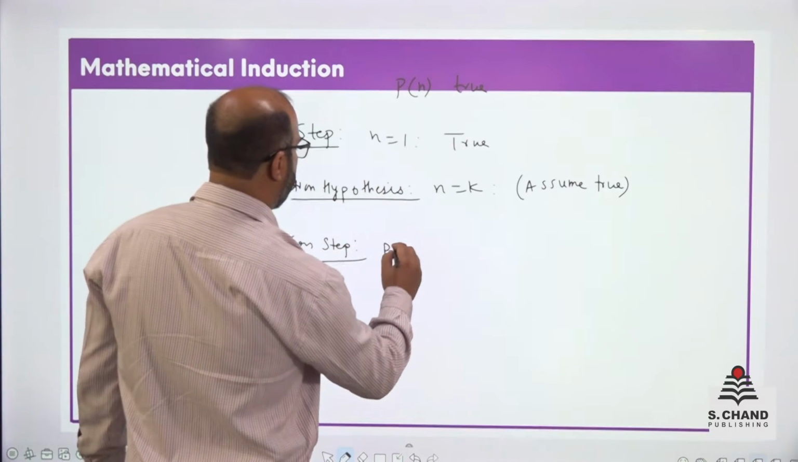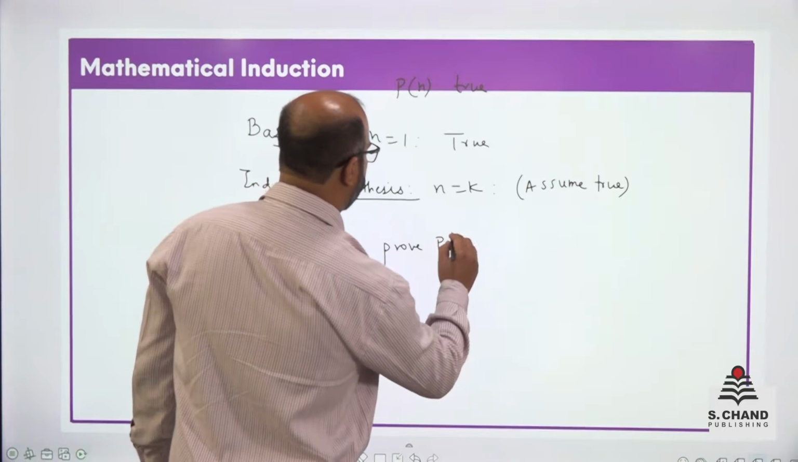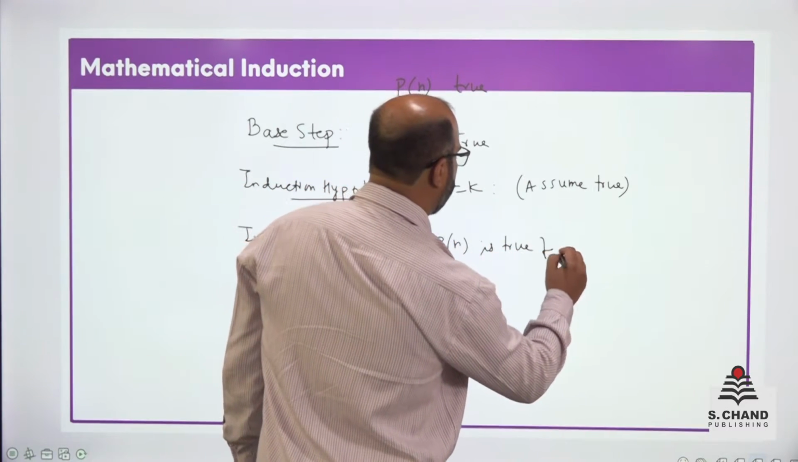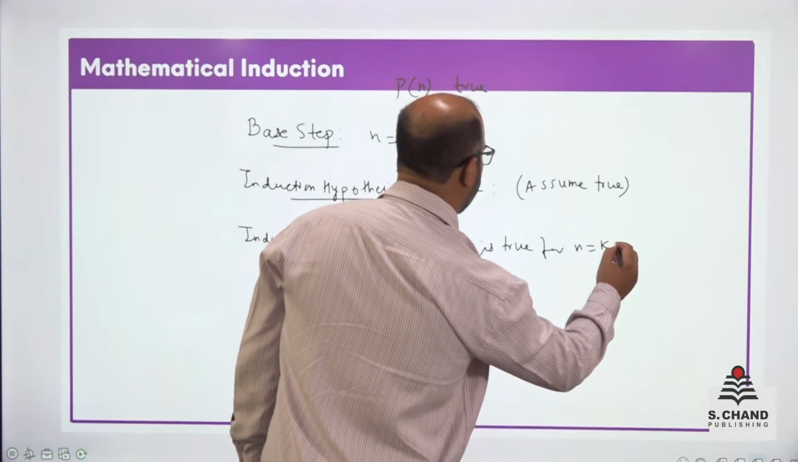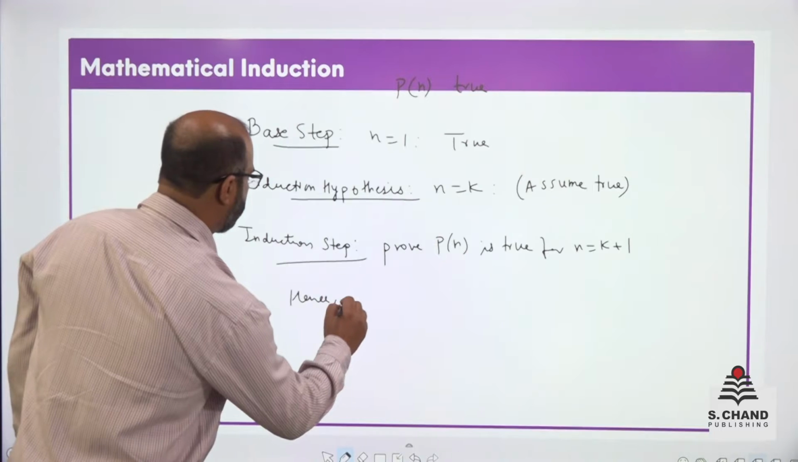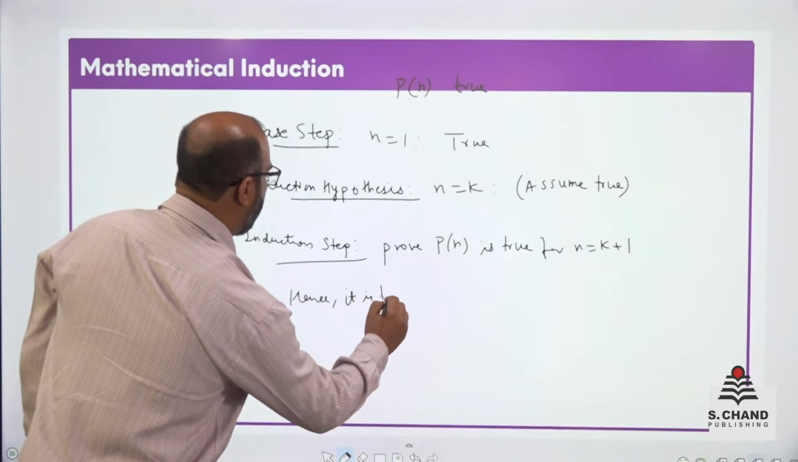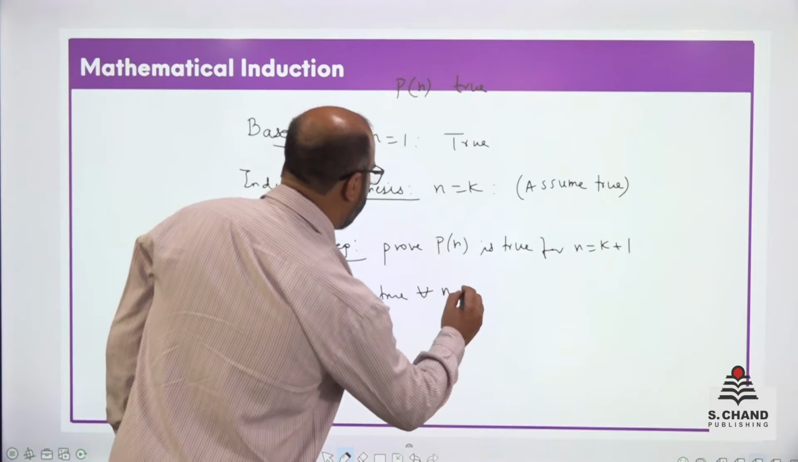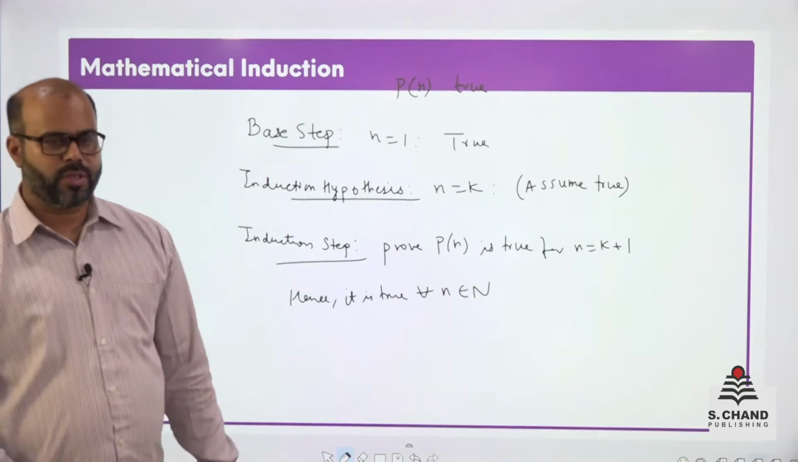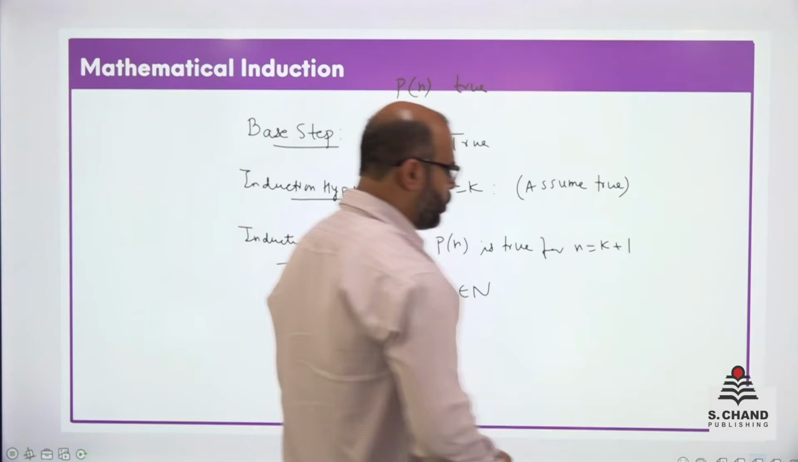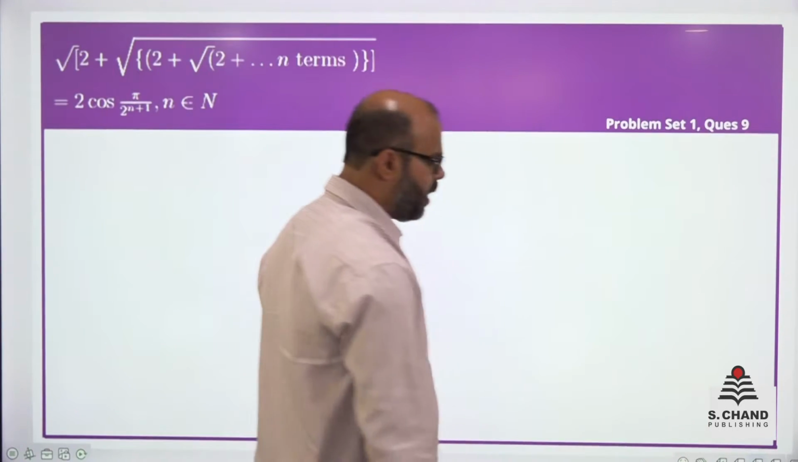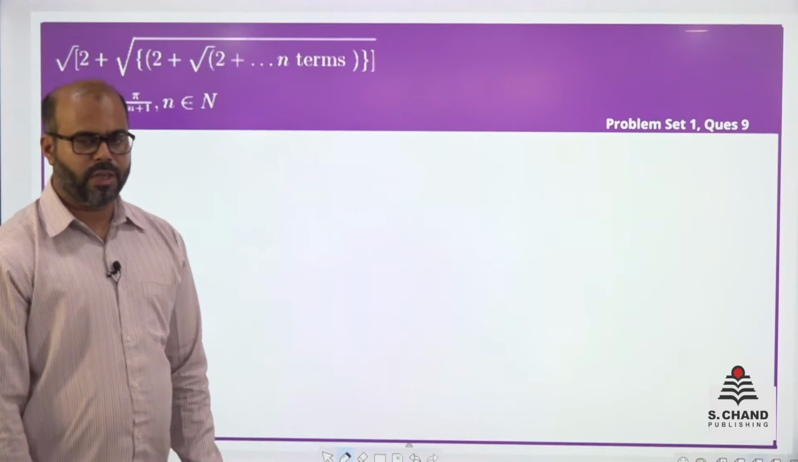Prove Pn is true for n is equal to k plus 1, and if it is so, hence it is true for all n belonging to natural numbers. So this is the basic concept behind it. Let us see a few questions so that we will see the application of this mathematical induction.